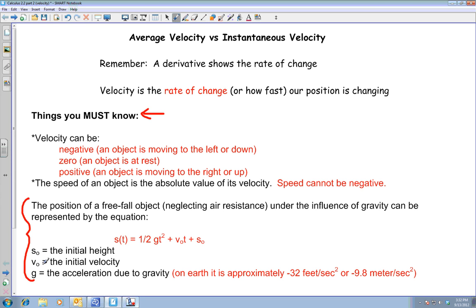So here's what those things stand for. s sub 0 is my initial height, or my initial position. Remember, s is position. v sub 0 is the initial velocity. So if I throw something down, however fast I throw it down, that's my initial velocity. g is the acceleration due to gravity, so it's the Earth's pull on something. On Earth, this number will always be substituted with either negative 32 feet per second squared or negative 9.8 meters per second squared. Depending on whether your problem is in feet or meters, you're going to use one of these two numbers. We're going to come back to that equation here in a little bit.